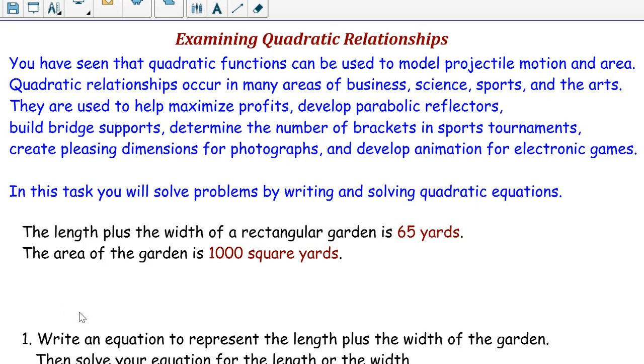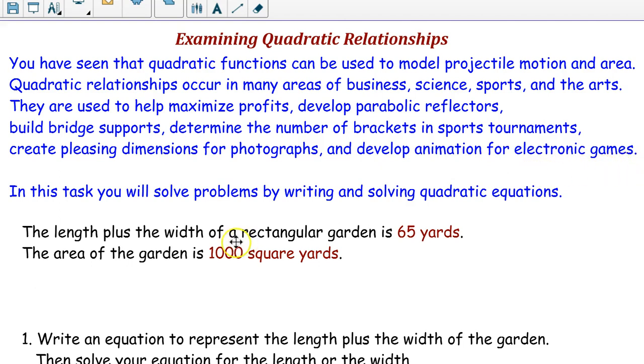Examining quadratic relationships. You have seen that quadratic functions can be used to model projectile motion and area. Quadratic relationships occur in many areas of business, science, sports, and the arts. They are used to help maximize profits, develop parabolic reflectors, build bridge supports, determine the number of brackets in sports tournaments, create pleasing dimensions for photographs, and develop animation for electronic games.